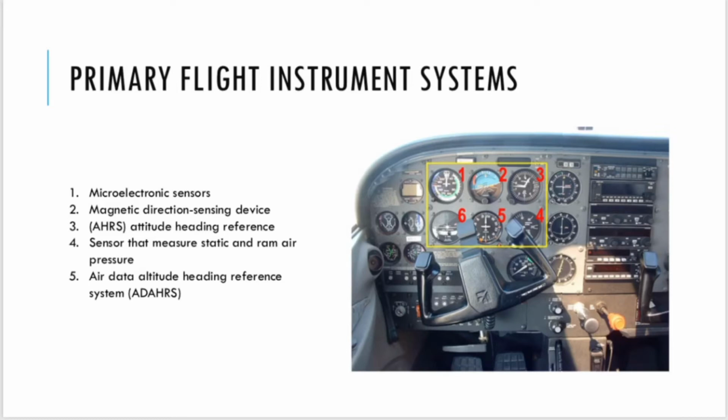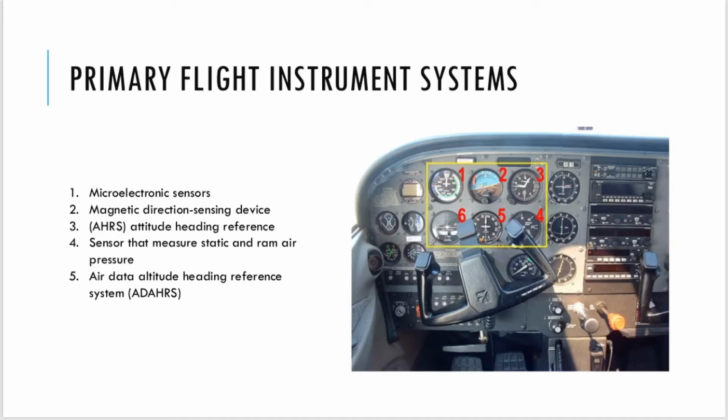The AHRS contains not only the sensors used to measure attitude and heading, but also a computer that accepts sensor inputs and performs calculations. And it also has a sensor that measures static and ram air pressure to provide information on altitude and the airspeed.